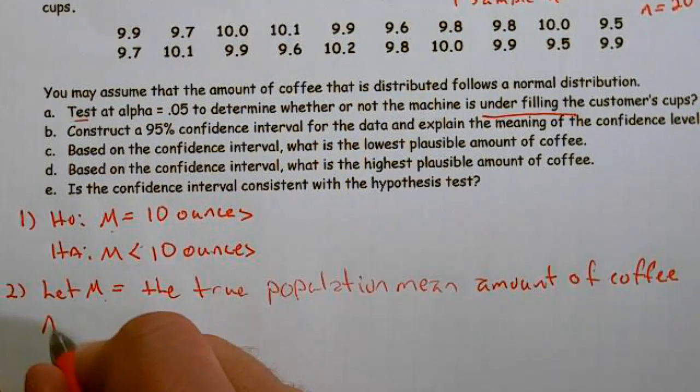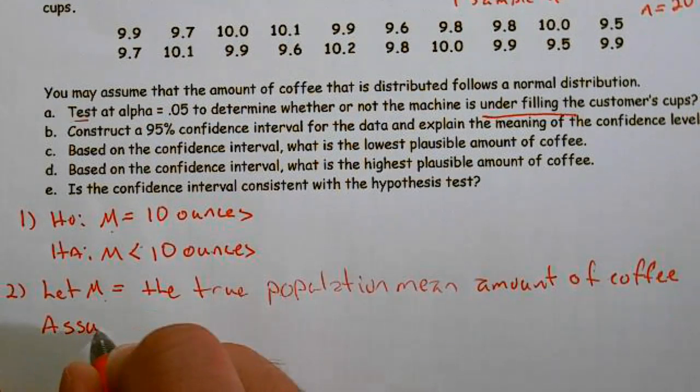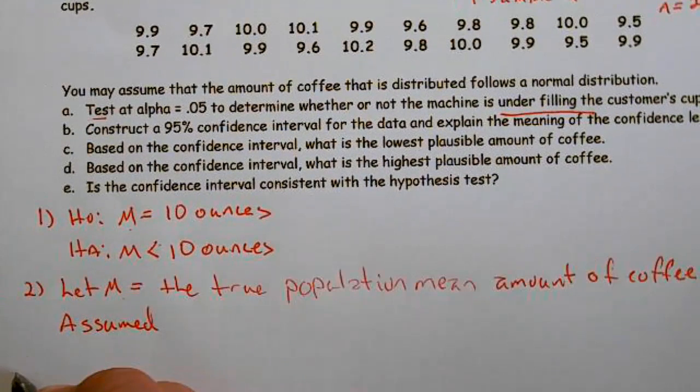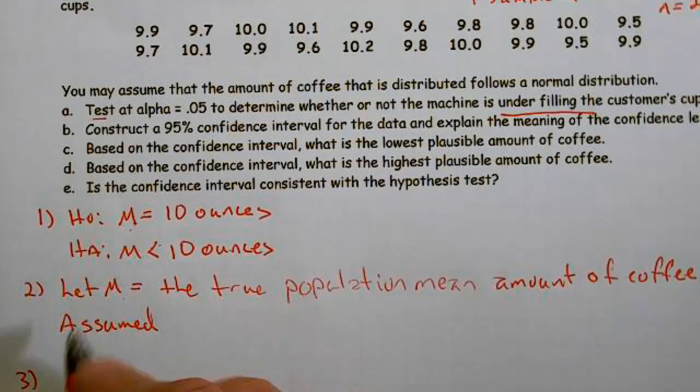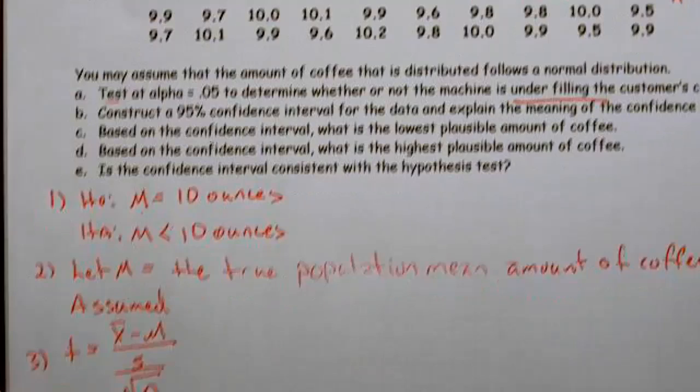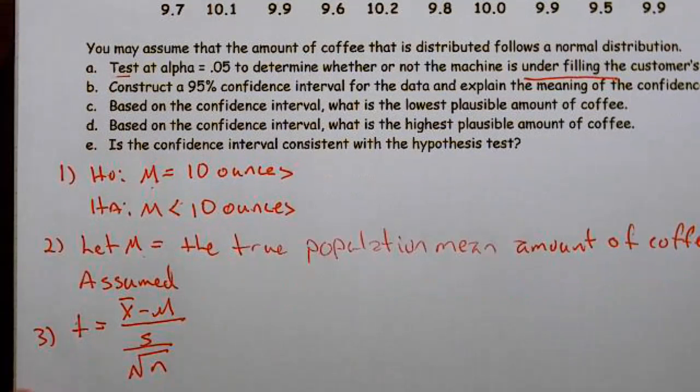Conditions for our class, they're assumed. So we can always just go with that. The next thing is write our equation. Well, notice I don't have a D in there, so I'm just going to use the standard T equation. T equals x bar minus mu over S over the square root of n.